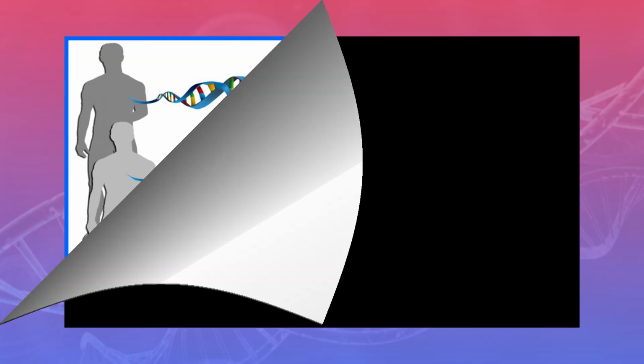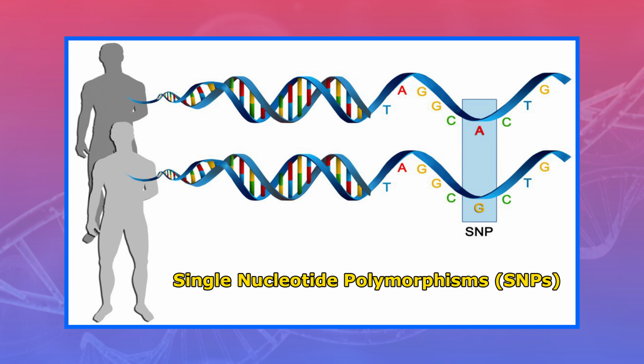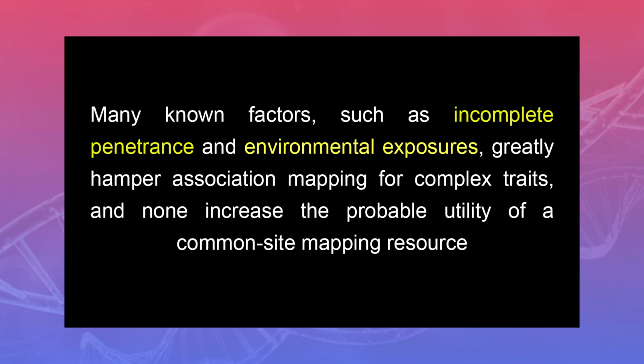For common variants that do happen to be associated with common diseases, recombination, gene conversion, and recurrent mutation can occur unseen between the causal variant and marker haplotypes based on the sparse common SNPs used to find them, because common variants are old and more likely to have undergone such shuffling. Many known factors, such as incomplete penetrance and environmental exposure, greatly hamper association mapping for complex traits, and none increase the probable utility of a common site mapping resource.